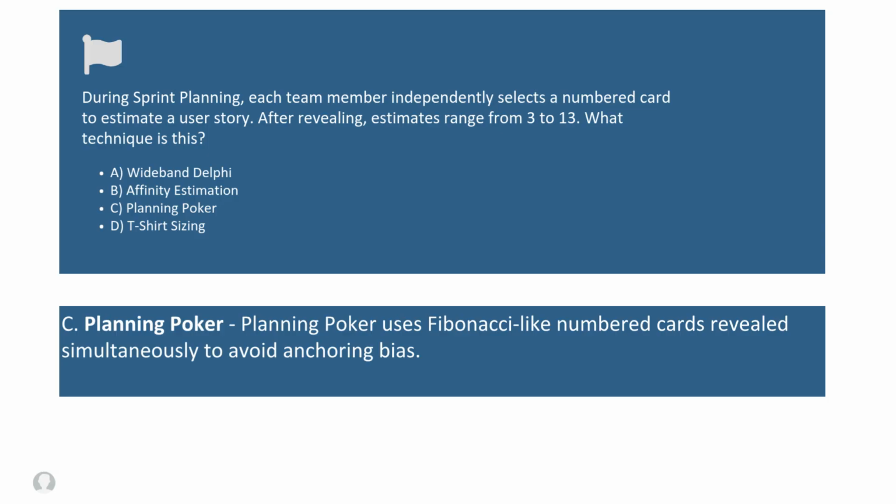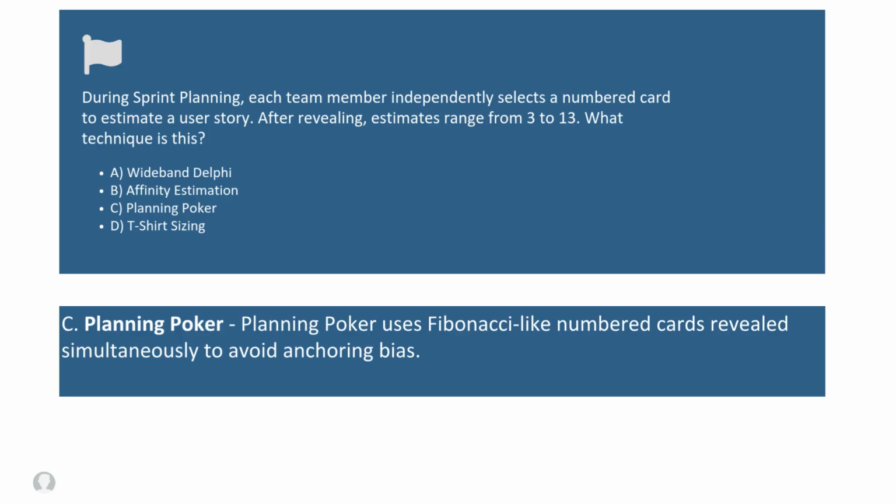Now let's do a deep dive on this question and see what we're talking about. The key clue here is the use of numbered cards selected independently and revealed simultaneously. This is defining the characteristics of planning poker, right? In planning poker, team members use cards with values that typically follow a Fibonacci sequence, such as 1, 2, 3, 5, 8, and 13. Everyone selects a card privately and reveals it at the same time.